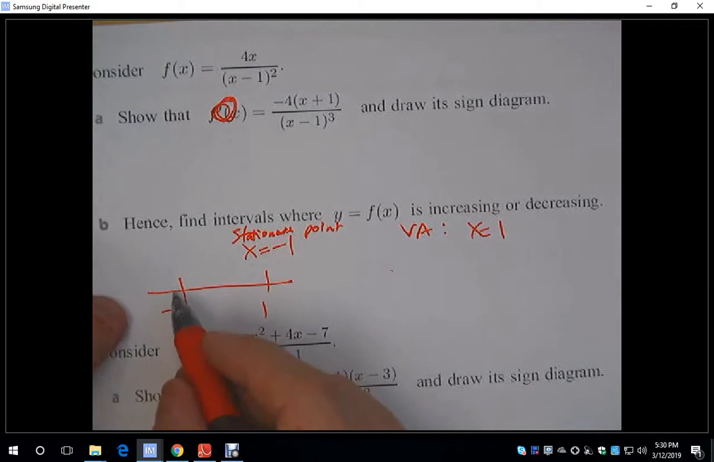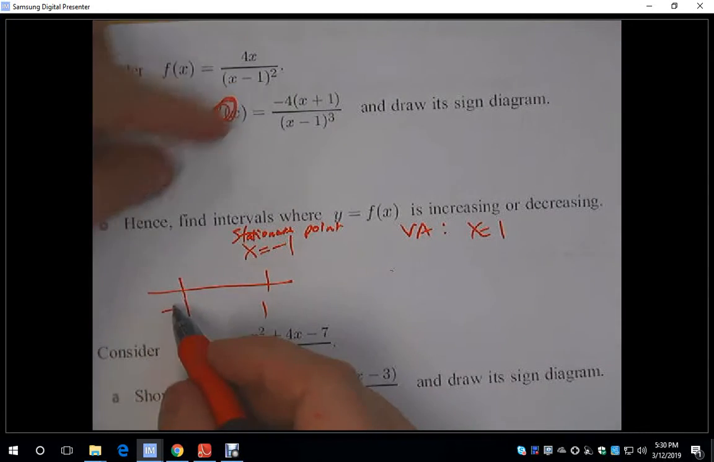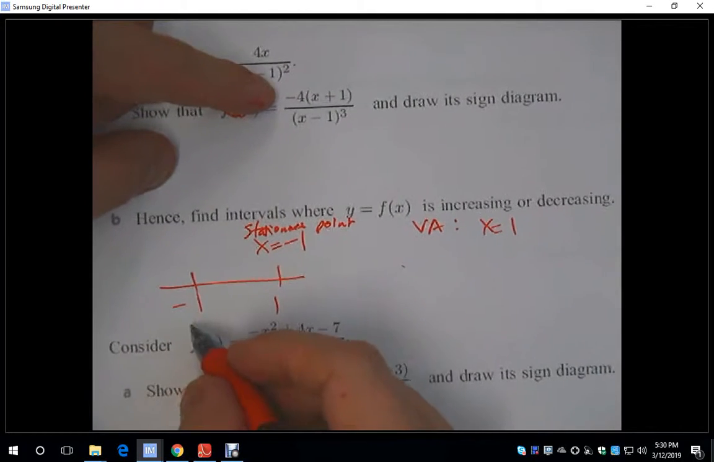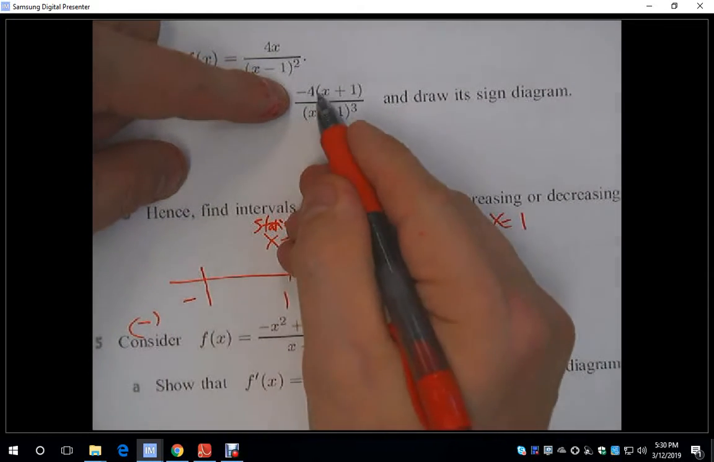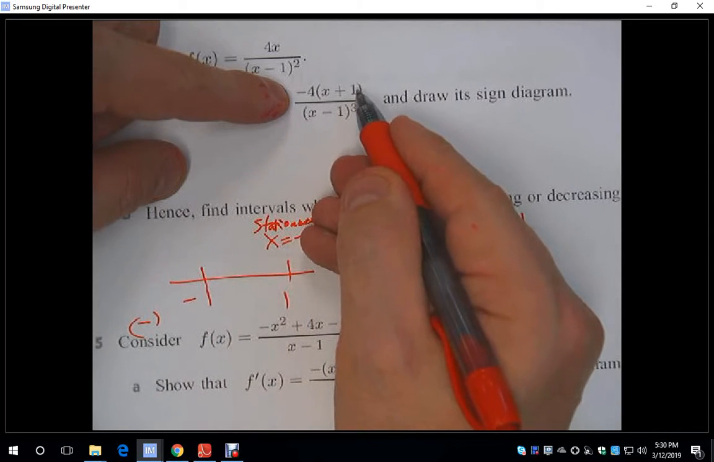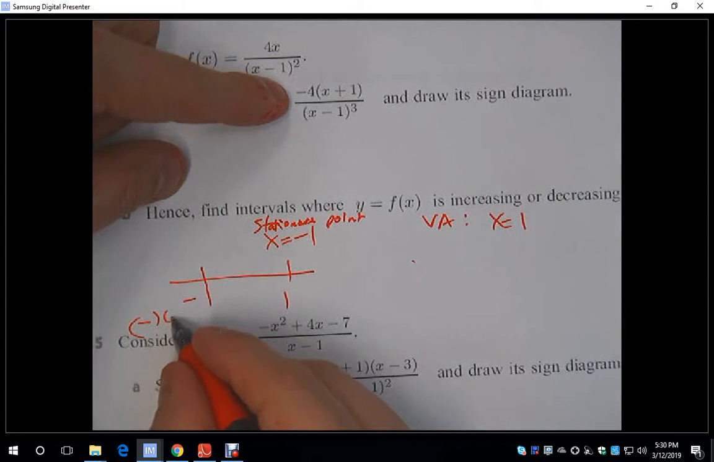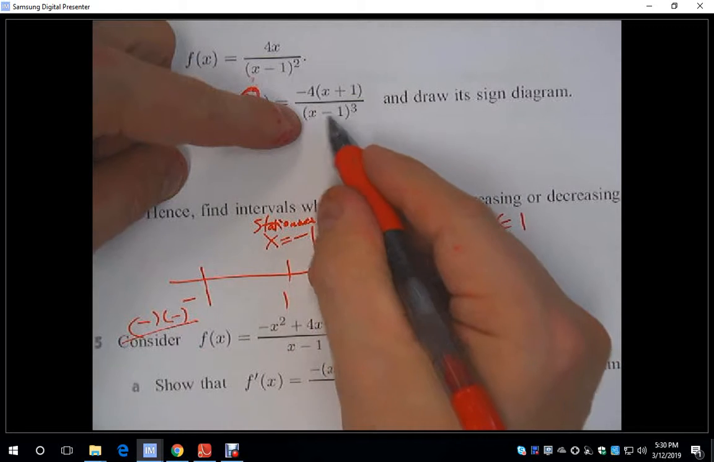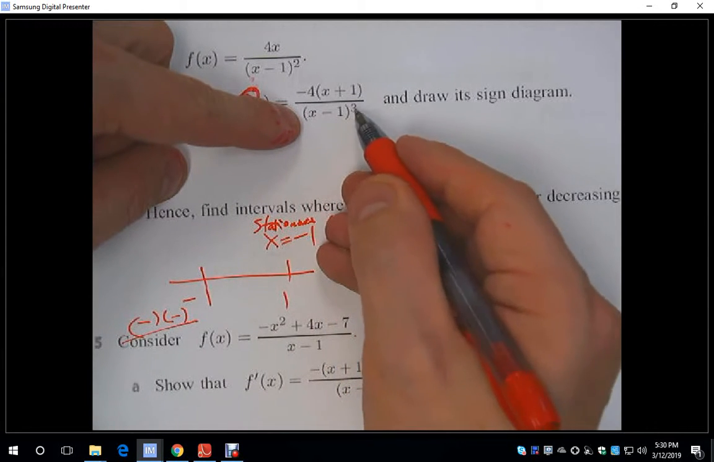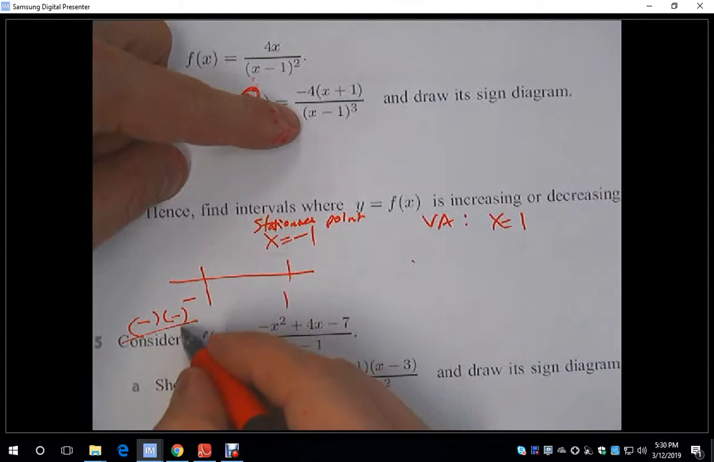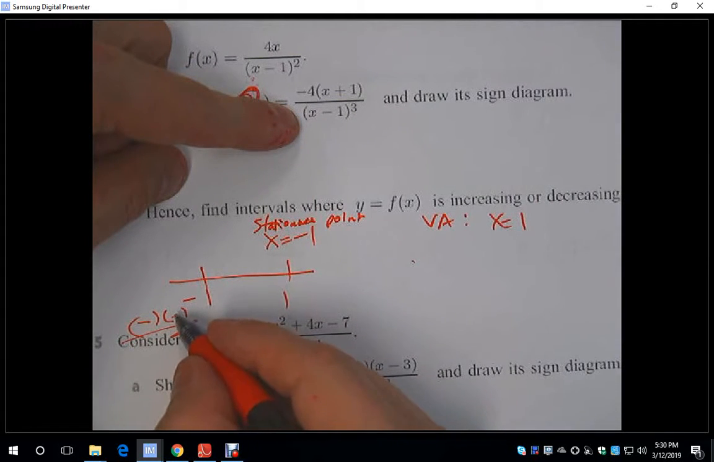So let's do a sign diagram at -1 and 1. Let's find some values below -1. How about, let's do some like -10. So I have -4 times (-10 plus 1). That's going to give me a negative number. And that's all going to be over -10 minus 1, which gives me a negative number. And a negative number times a negative number times a negative number is a negative number. So I have a negative times a negative divided by a negative. That is a negative.